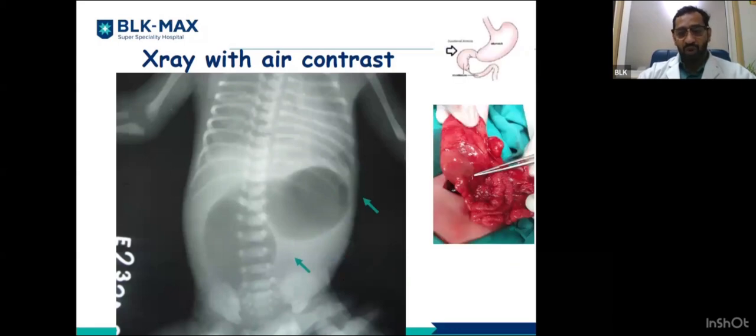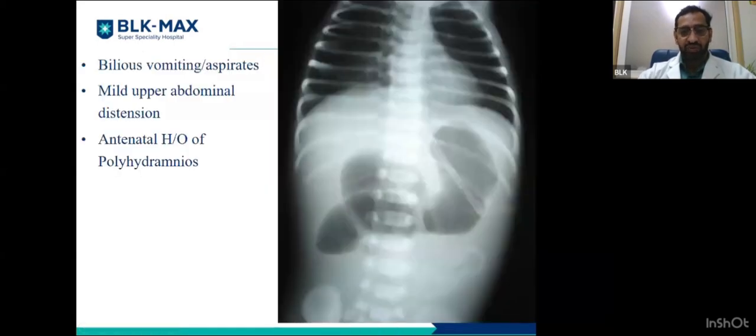So the child was operated on, and as you can see here, this is a hugely distended duodenum, and this is an atretic segment here, and there is the distal duodenum and the jejunum. And this child required a duodenoduodenostomy.